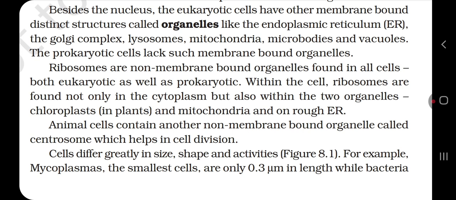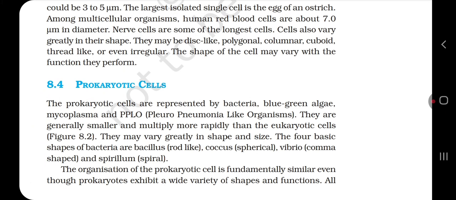Cells differ greatly in size, shape, and activities. Figure 8.1. For example, mycoplasmas, the smallest cells, are only 0.3 micrometer in length, while bacteria could be 3 to 5 micrometer. The largest isolated single cell is the egg of the ostrich. Among multicellular organisms, human red blood cells are about 7.0 micrometer in diameter. Nerve cells are some of the longest cells.